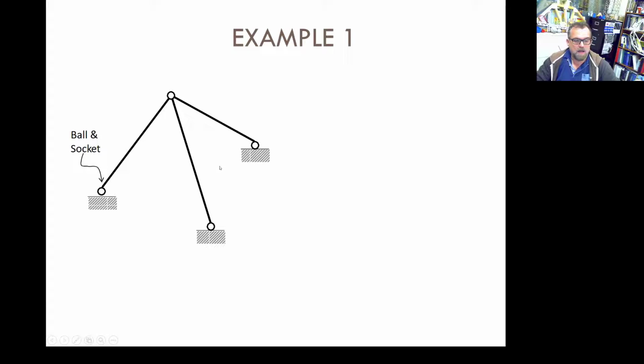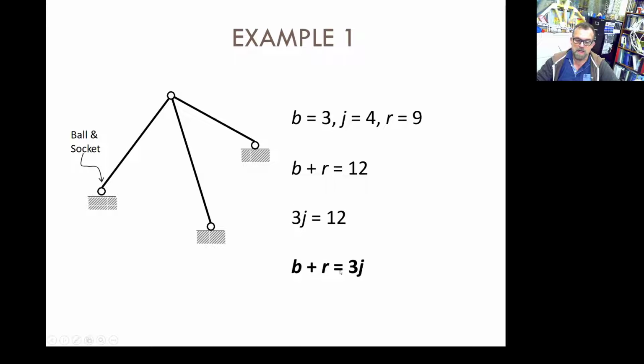Example. How do you classify these as determinate or indeterminate or unstable? Let's see. All 3 supports are ball and socket. Ball and socket means 1, 2, 3 reactions. So the number of reactions here is 9: 3, 6, 9. The number of bars, 1, 2, 3. And the number of joints, 1, 2, 3, 4. What is the equation? The equation is the number of bars plus reactions, my unknowns, has to be equal to 3 times the number of joints, which is the number of equations that I have. And because they are the same, this is a statically determinate truss.